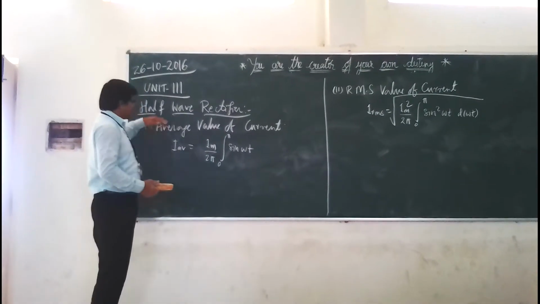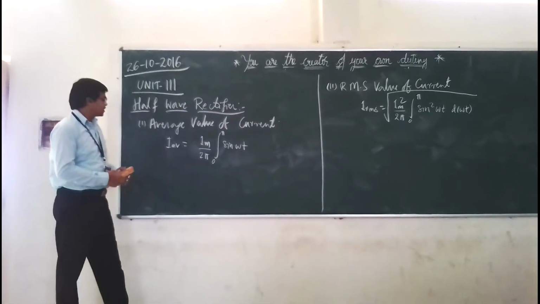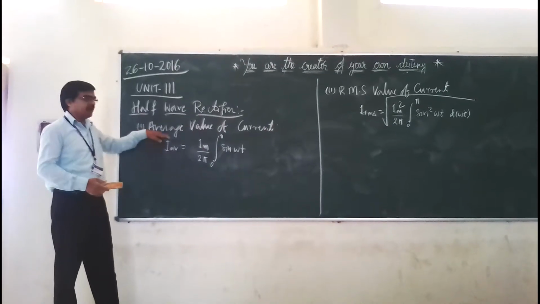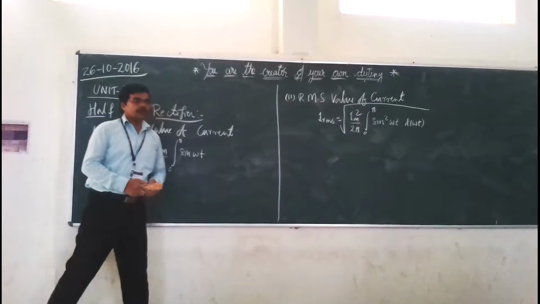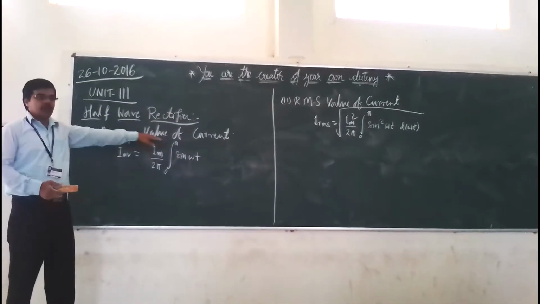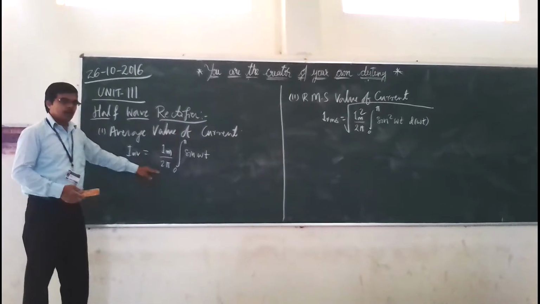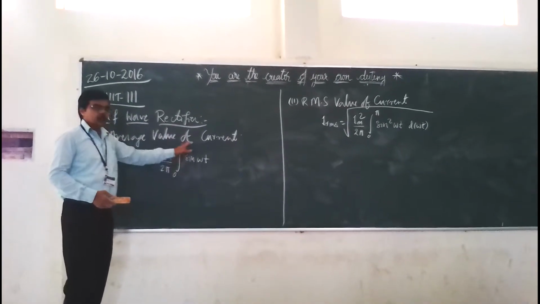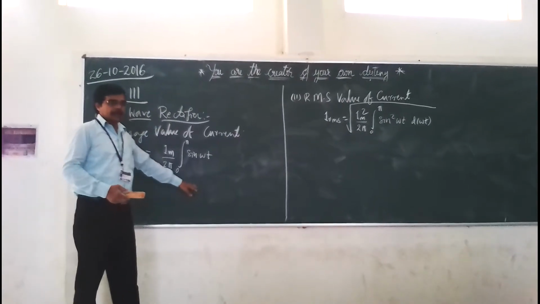Next, for a half wave rectifier, we want to see what the average current and the RMS value of current will be. The average value of current in case of a half wave rectifier will be Im by 2 pi, integrating from 0 to pi of sin omega t. If you solve this, you will get the answer.